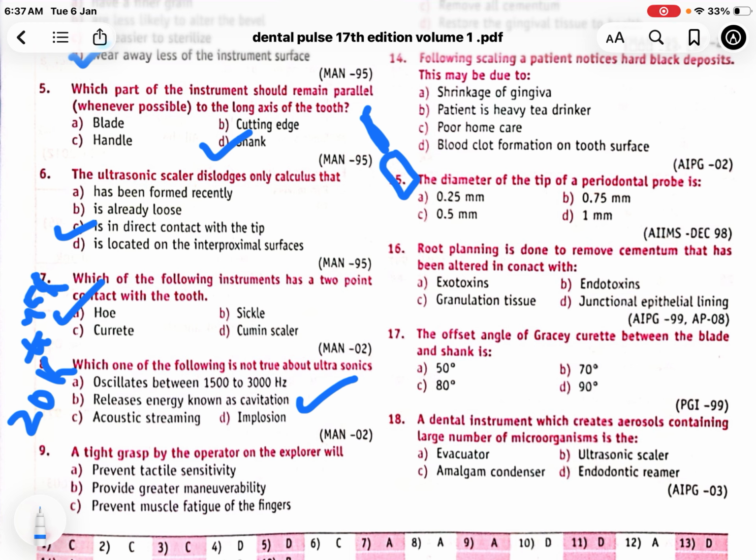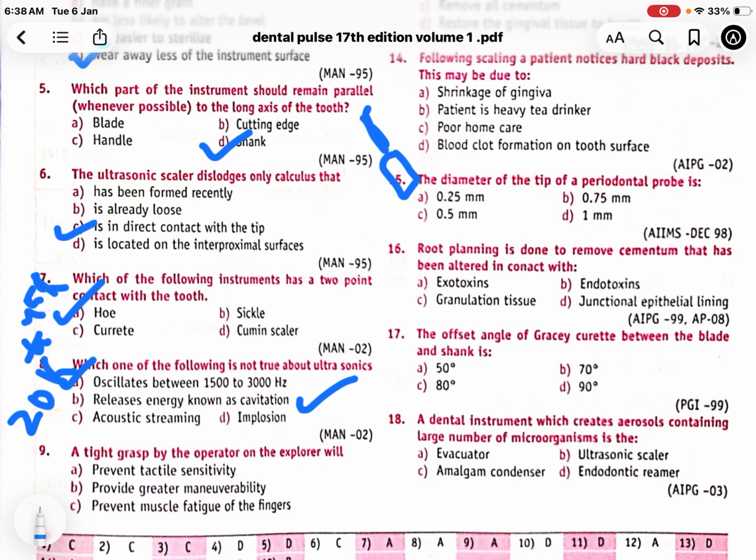What happens is the spray which is directed at the tip of the instrument dissipates heat and forms tiny vacuum bubbles that collapse quickly, and they release energy by the process which is called cavitation. So the first is not correct about this.